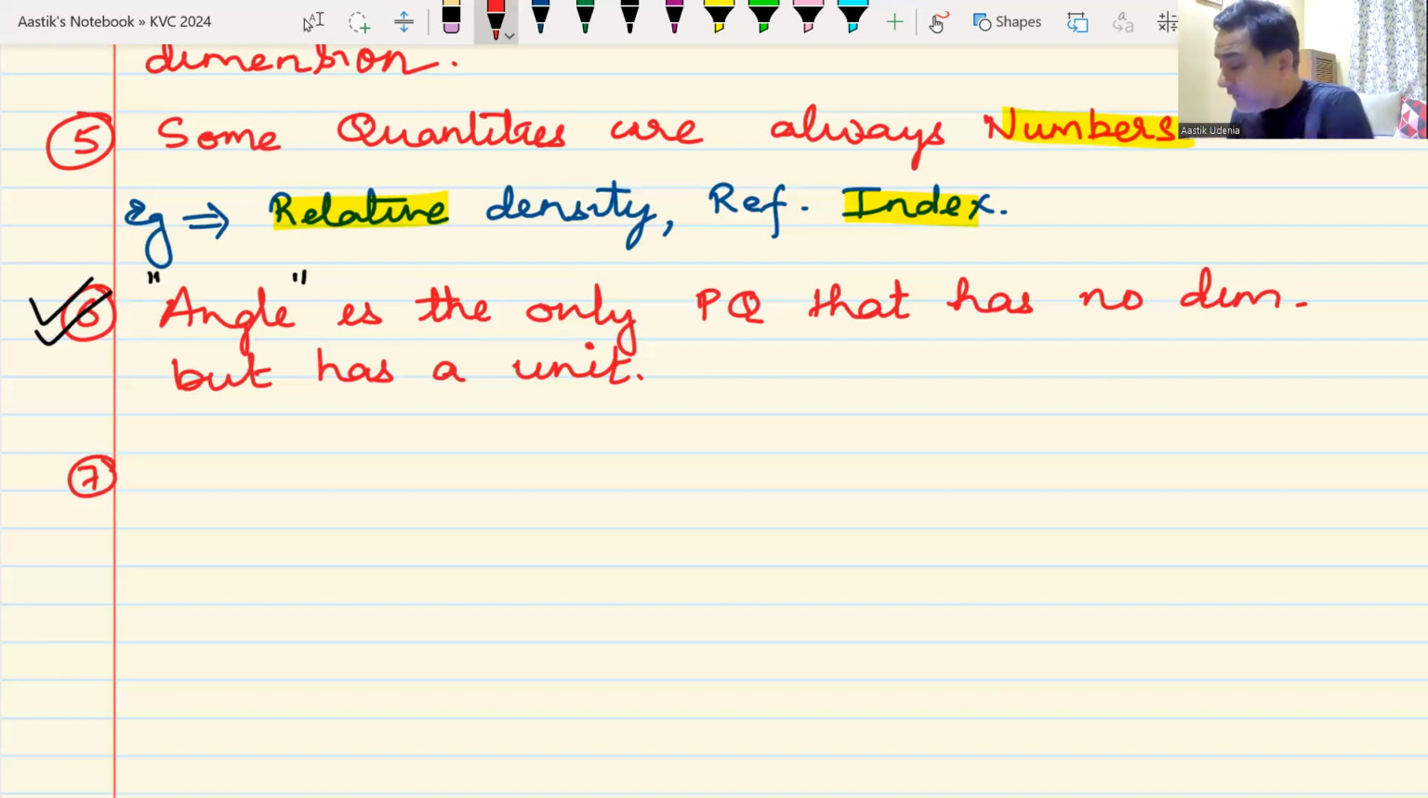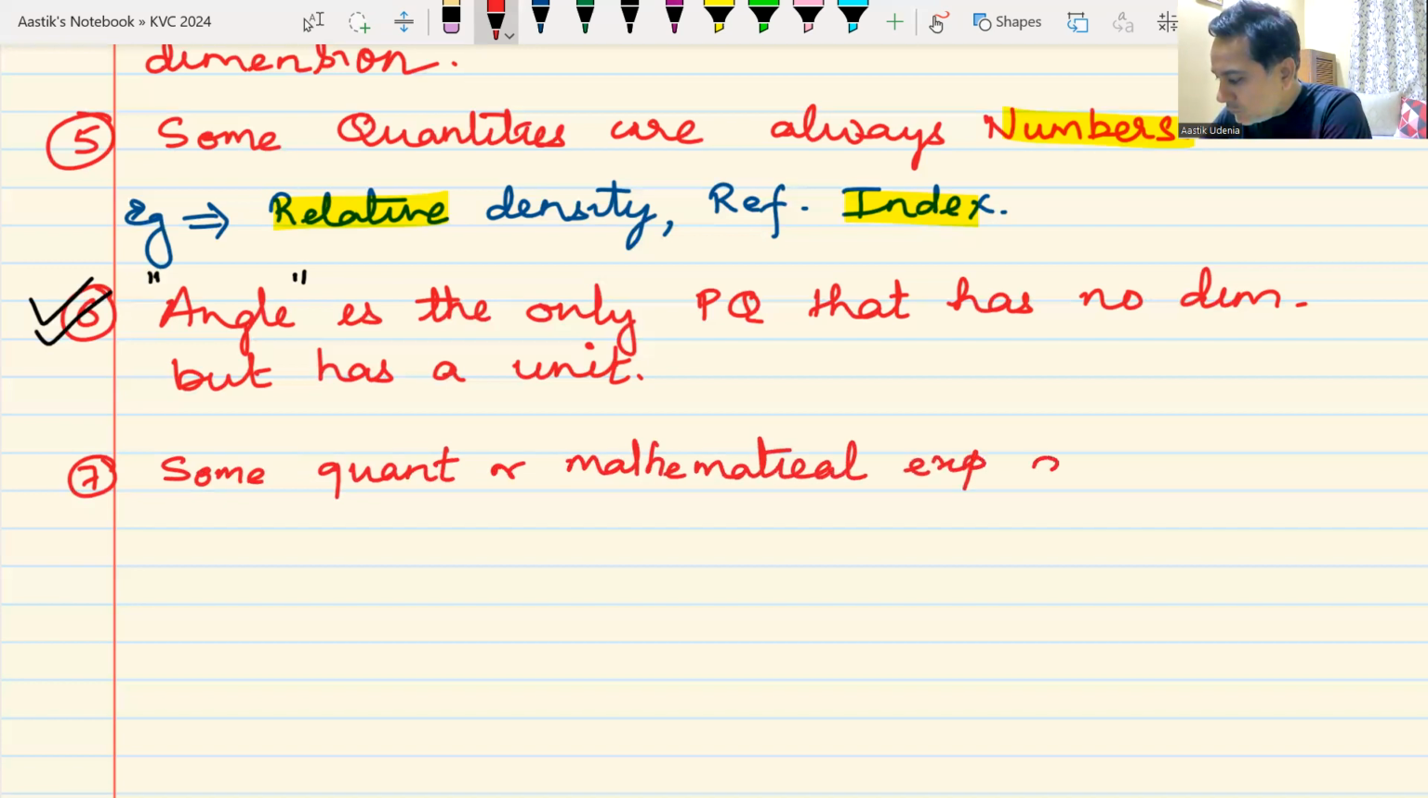Now, if I give you examples, first of all, we'll write: some quantities or mathematical expressions are purely numbers. And these quantities are going to come in questions. Now, what are the examples of this?